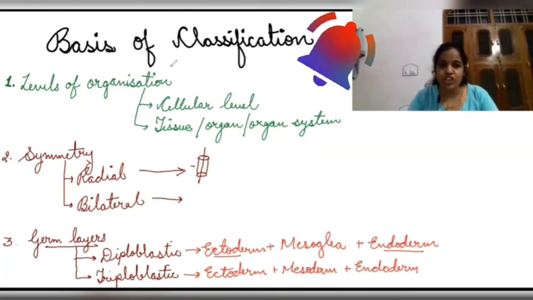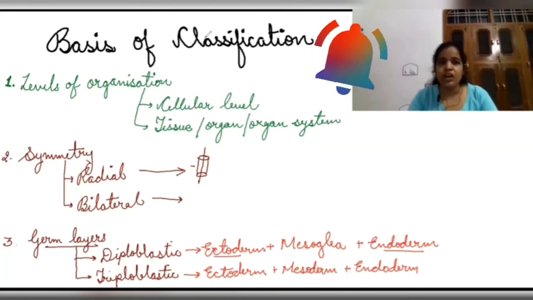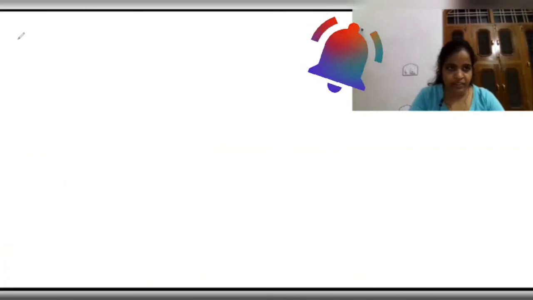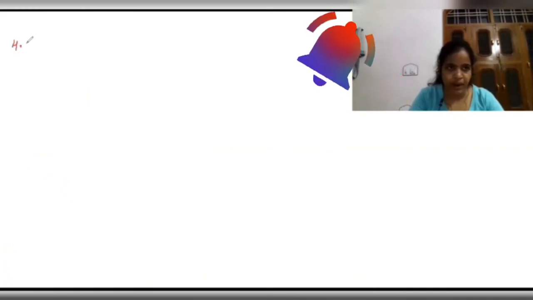Now after germ layers, we have the fourth point, that is body plan. Number 4, body plan.